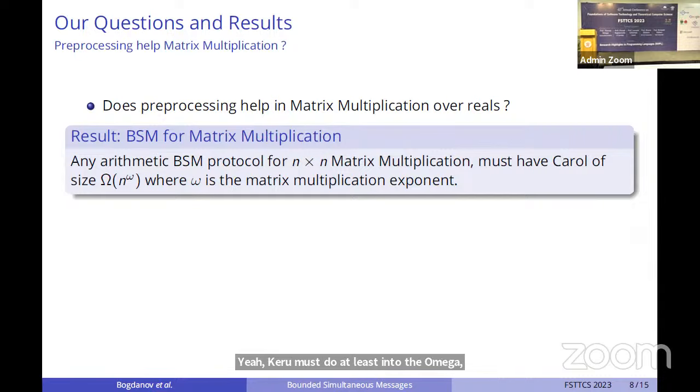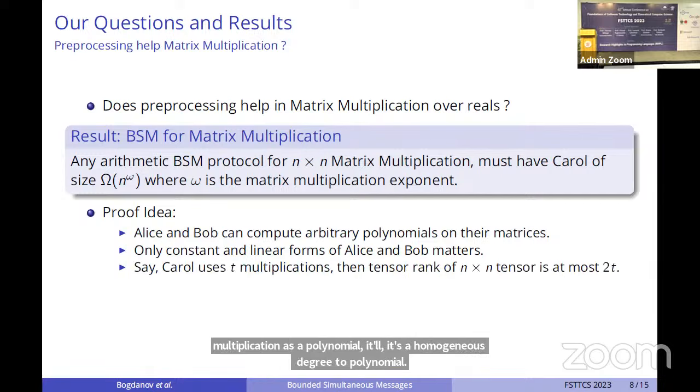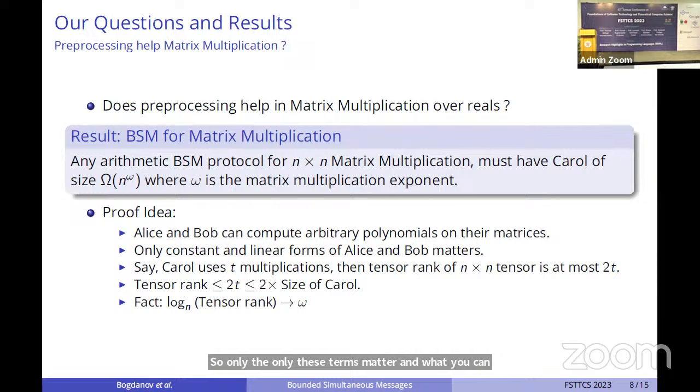So the idea is the following. The first mind block is that you will have Alice and Bob compute arbitrary polynomials, but a minute's thought will tell you that only the constants and the linear terms in the outputs of Alice or Bob are going to matter, because if you think of the matrix multiplication as a polynomial, it's a homogeneous degree 2 polynomial. So only these terms matter. You can observe that this structure gives an upper bound on the tensor rank of the n cross n matrix multiplication tensor, and you do know lower bounds for the tensor rank, like n to the omega for large enough n, and that's all what we do here.